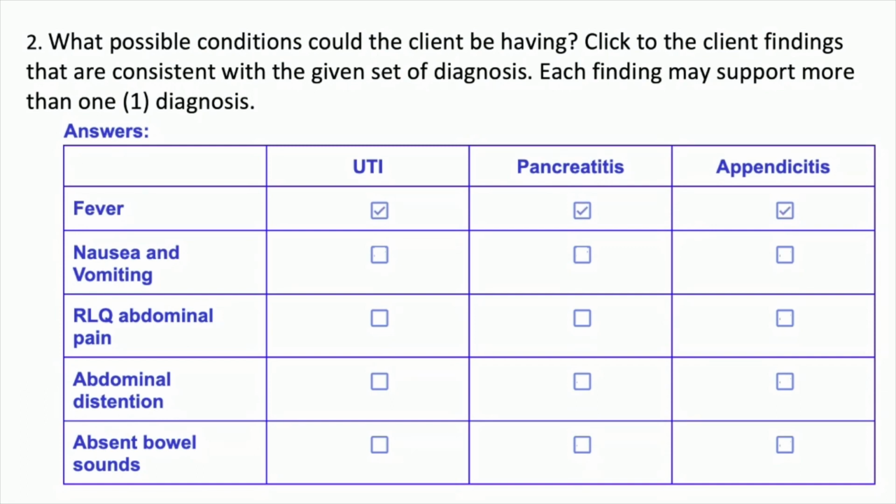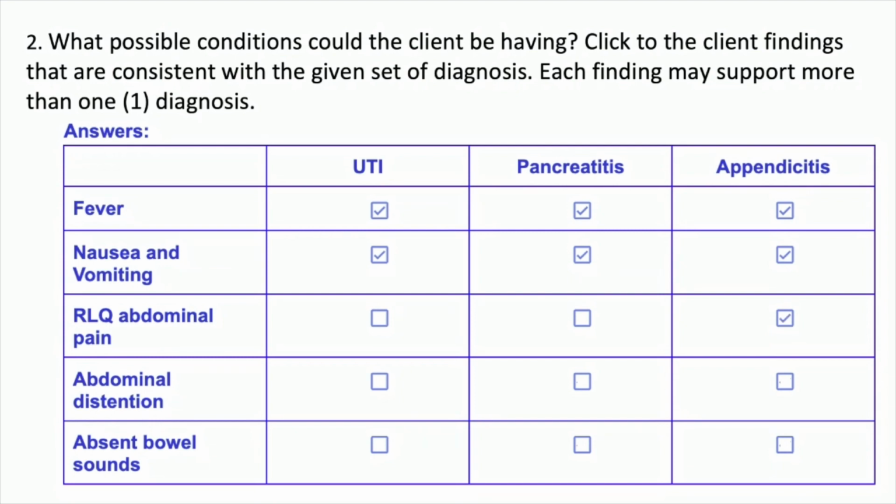So if we were just doing this, yes, you're going to have fever in all three of them. What about nausea and vomiting? Do you see that in the urinary tract infection, pancreatitis, or appendicitis? Okay. You can see that in all three of them. All right. So this is what you're going to have to be ready to do.